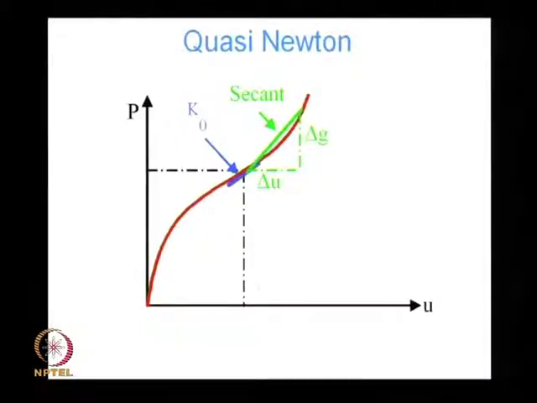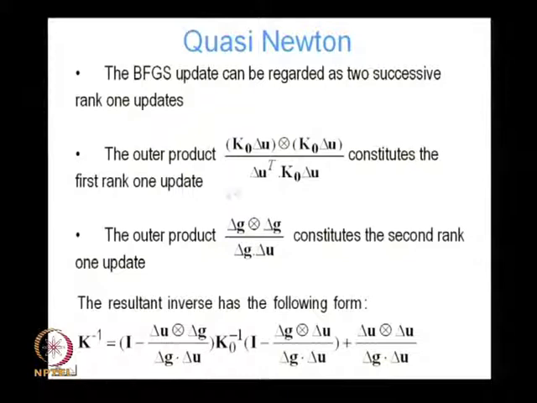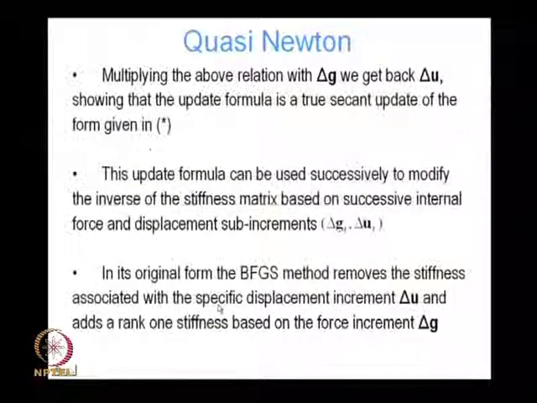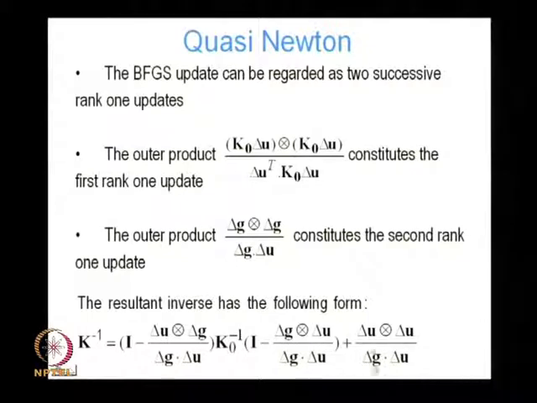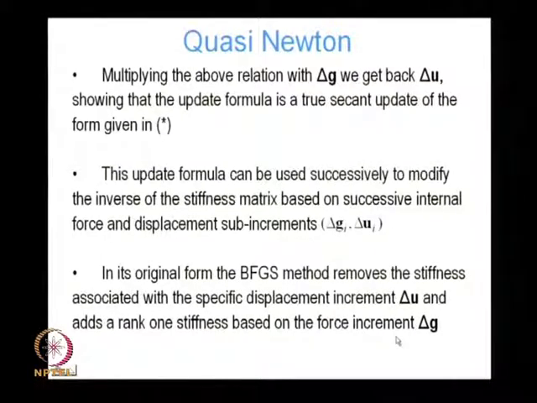The entire secant assumption was this, that this is delta G by delta U. So, I have constructed my K inverse in such a manner that if I operate with that K inverse on delta G, I am going to get back delta U. That is easy enough to prove using the way outer products, the tensor products, operate on vectors. You can show that very easily. So, we are going to get back a true secant update of the form given in star.